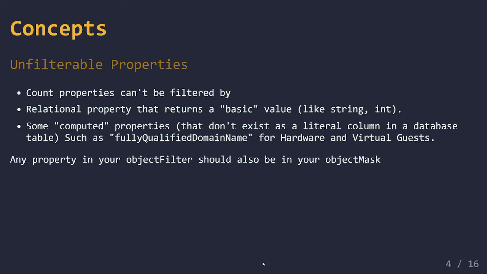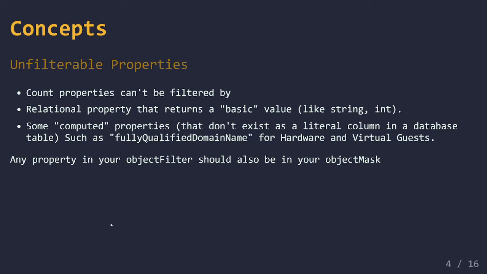Unfilterable properties. Count properties can't be filtered. So you can't make a filter that gives you all the virtual guests that have a certain number of storage nodes or a certain number of users attached to them or anything like that. You'd have to search for specific storage nodes, specific users, and that sort of thing. Relational properties that return a basic value: by basic, I mean like a string, an integer, a Boolean. You can't filter on those types of properties. You can only filter on local properties that have a basic value.